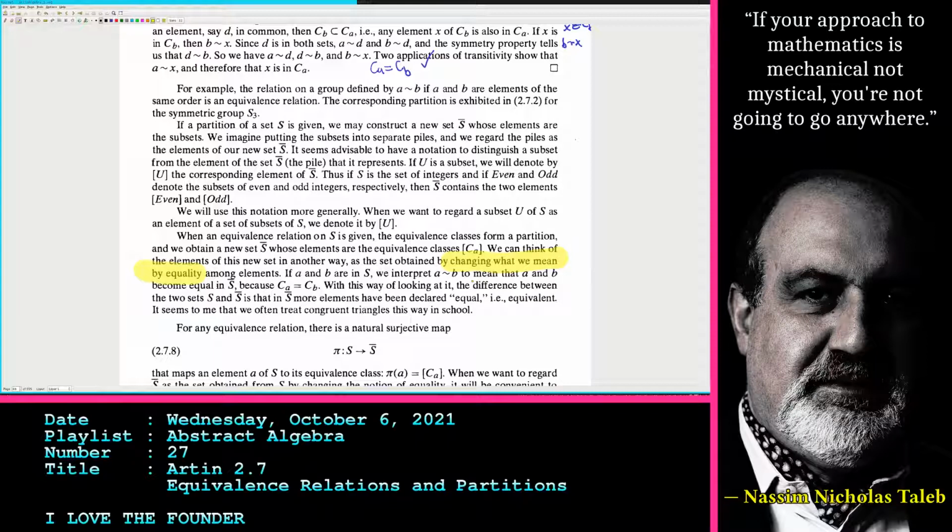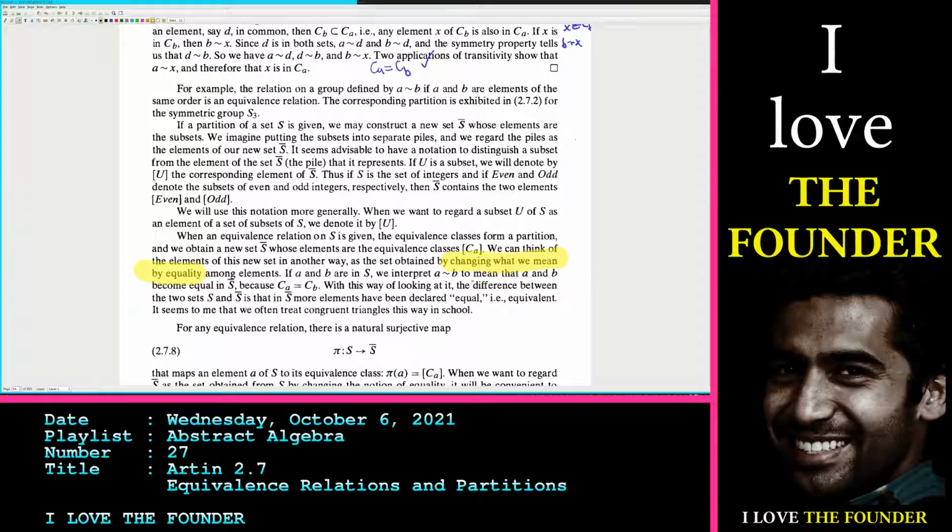And here we see what we mean. As the set obtained by changing what we mean by equality among elements. If A and B are in S, we interpret A tilde B to mean that A and B become equal in S bar because CA is equal to CB. With this way of looking at it, the difference between the two sets S and S bar is that in S bar, we're changing our definition of equals. This is quotienting. This is what I was talking about.